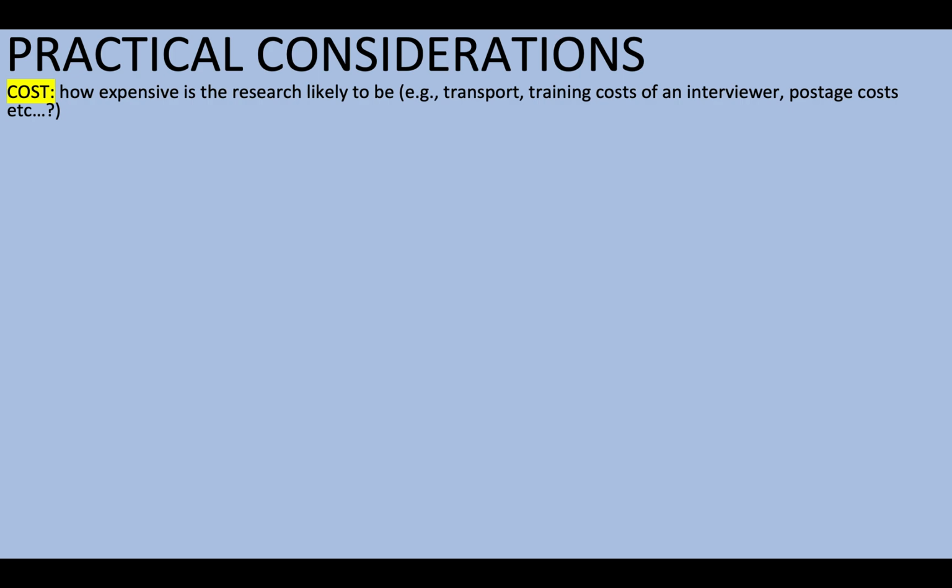So let's have a look at practical considerations first of all. So there are various practical considerations. As I've said, we've looked at some before. Some might be new, so please pay close attention. So cost. Sociological researchers would have to look at how expensive research is likely to be. So you'd have to factor in things like transportation costs, training of your researchers, postage costs, etc. So researchers have to think about all of those things.